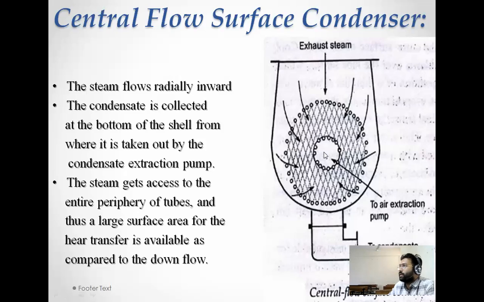Okay, has anybody seen a centrifugal pump? In the centrifugal pump, similarly, the inlet of water is axially inward and radially outward. So in this case, similarly, steam flows axially. The condensate collected at the bottom of the shell is taken out by the condensate extraction pump. Steam gets access to the entire periphery of the tubes, and thus a large surface area for heat transfer is available compared to downflow.